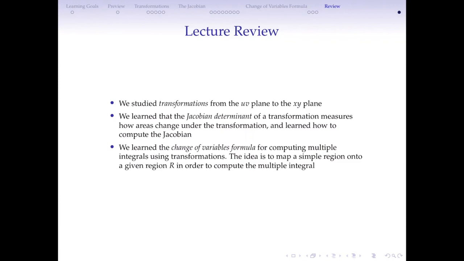The main event was the change of variables formula, which allows us to compute a multiple integral over a complicated region if we can find a transformation that maps a simple region to that complicated region. And we worked several examples of the change of variables theorem. In the next lecture, we'll see some more examples of how the change of variables formula works, and we'll also extend it to triple integrals in 3 dimensions.